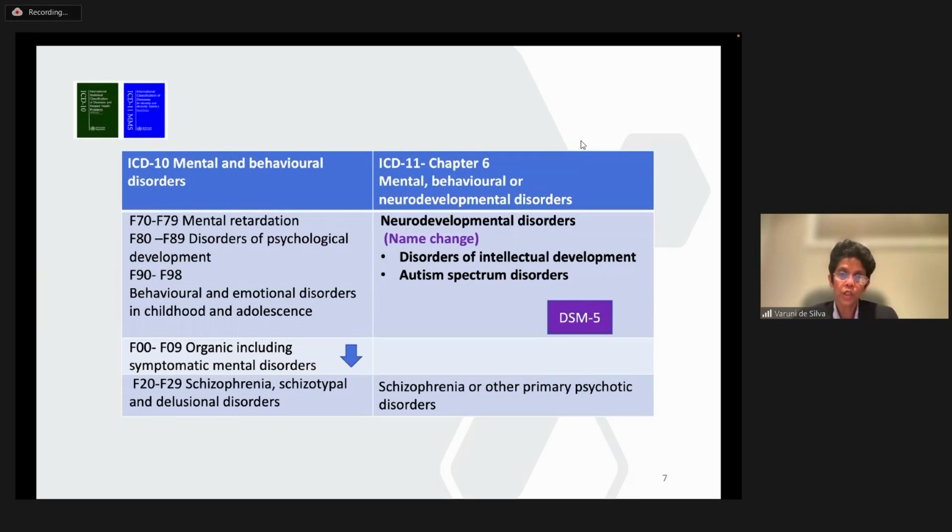So the first chapter in ICD-11, compared to the ICD-10, is neurodevelopmental disorders. That is because they are now taking a lifespan approach, starting from the illnesses seen early in life. And though we are very familiar with the ICD-10, in the ICD-10 the first chapter is organic disorders. Now, why is there such a big change in the new ICD-11?